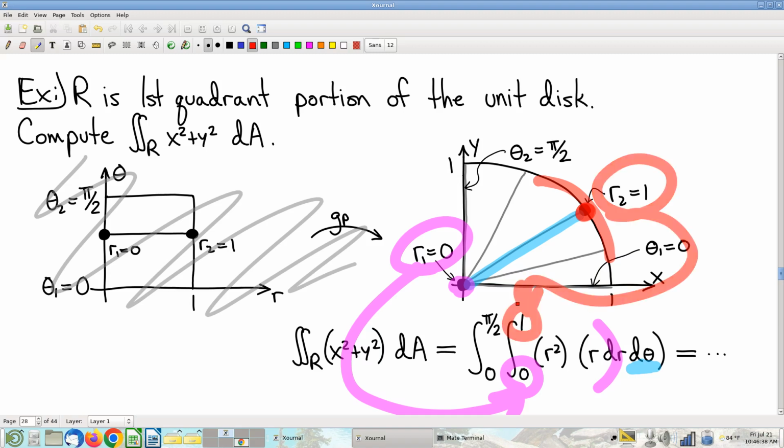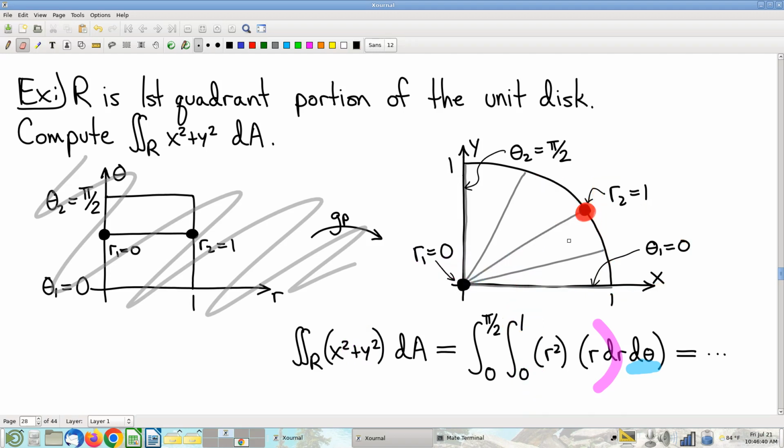Everybody happy? Okay, so this is what we mean when we say we're doing an integral in polar coordinates. In polar coordinates means pull back through the polar coordinates change of variables function, but draw your picture only in rectangular coordinates and just slice appropriately.